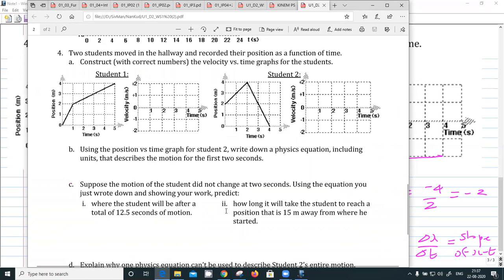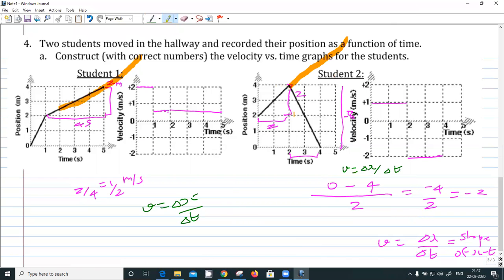Where is the student? Position only. This first part is position in 12.5 seconds. Velocity is delta x by delta t. In this part, it's 2 meters by 4 seconds. It's half, right? So it is half, and delta x is what we have to find out, and delta t is 12.5 minus 1, so 11.5.